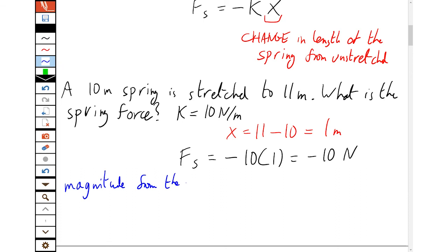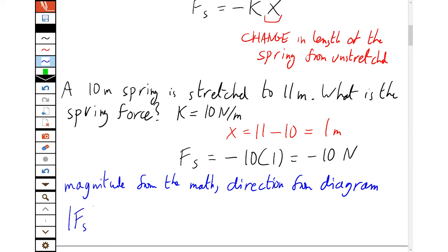So a useful thing I often do is I get the magnitude from the math and the direction from the diagram. What do I mean by that? Well, I mean like I can just find the size of the spring force is just the size of the spring constant times the change in length of the spring. And then I just know how big the spring force is. Half the time, that's all we need.